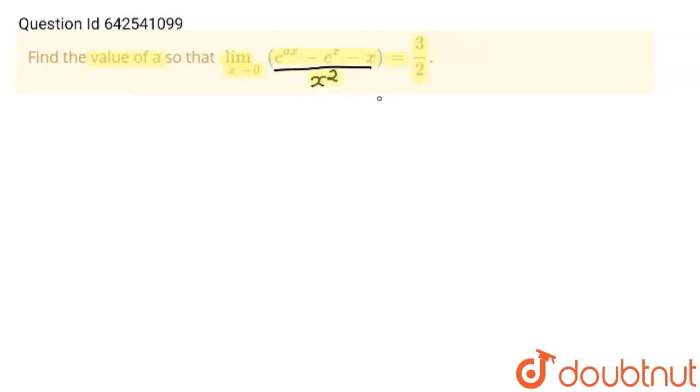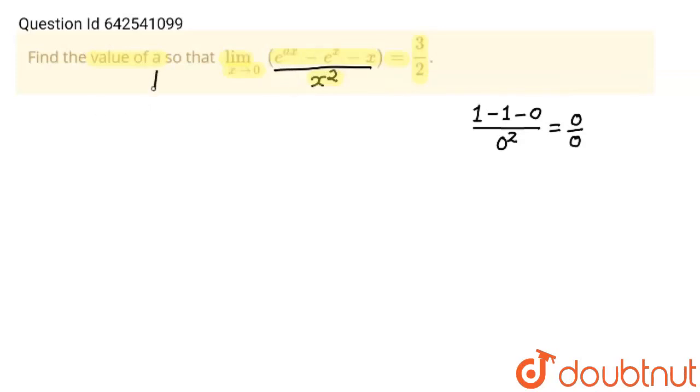Okay, if you put limit x tends to 0, e to the power 0 will become 1, minus here e to the power 0 will become 1, minus 0, upon 0 square. And this will become 0 upon 0. And this 0 upon 0, according to the limit, gives the value 3 upon 2. So we have to find the value of a.